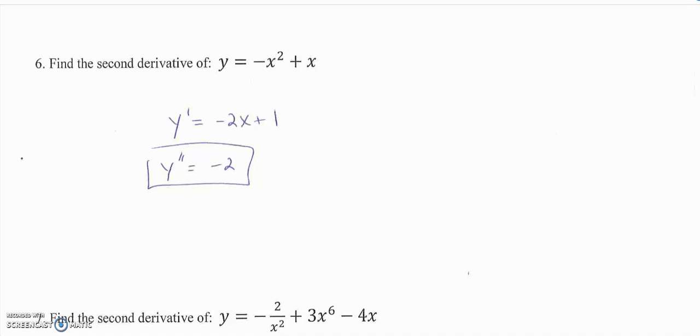Hello, this is Chapter 4 Review, Part 2. So number 6 says, find the second derivative of y equals negative x squared plus x. To take the second derivative, we take the derivative once, and then we take the derivative again.